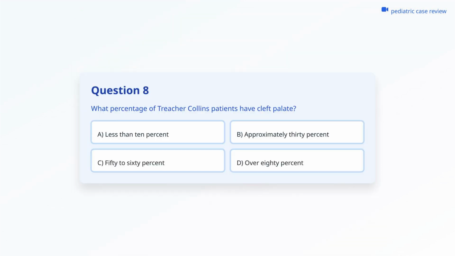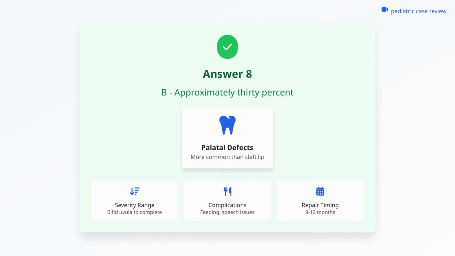Question 8. What percentage of Treacher Collins patients have cleft palate? Option A, less than 10%. Option B, approximately 30%. Option C, 50 to 60%. Option D, over 80%. Consider the frequency of palatal defects in this craniofacial syndrome. The correct answer is B, approximately 30% have cleft palate.